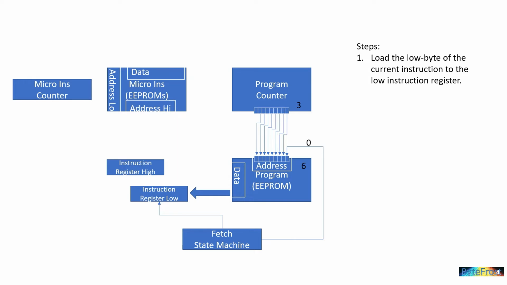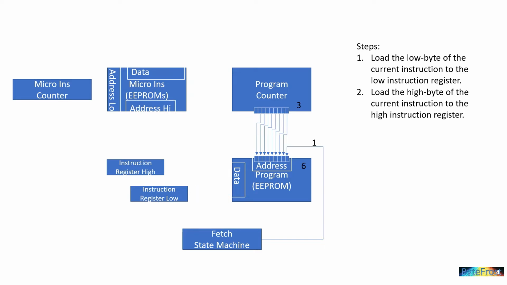We do this by having the fetch state machine send a 1 to the least significant bit of a program EEPROM's address, and so the address becomes 2 times 3 plus 1, which is 7. This is the address of the current instruction's high byte, and we store the high byte outputted by the program EEPROM in the high instruction register in the same way as we did for the low instruction register.